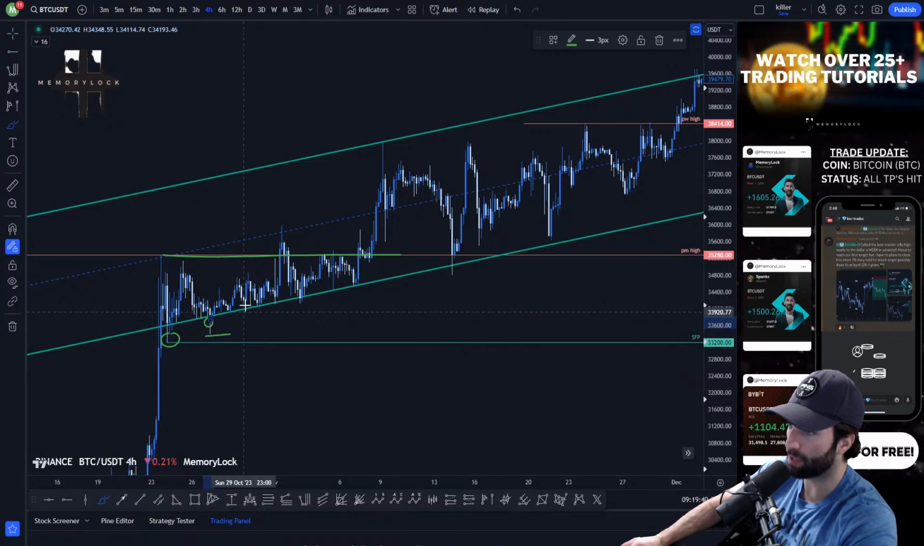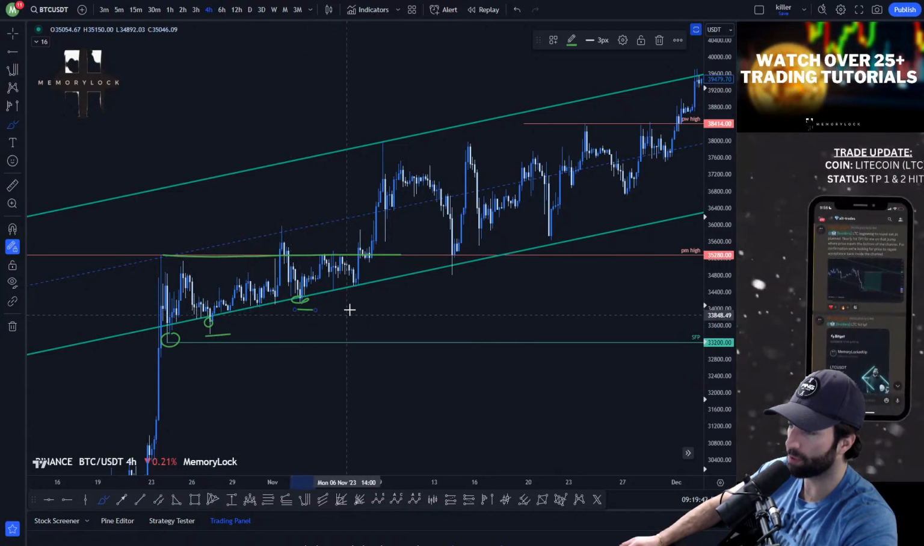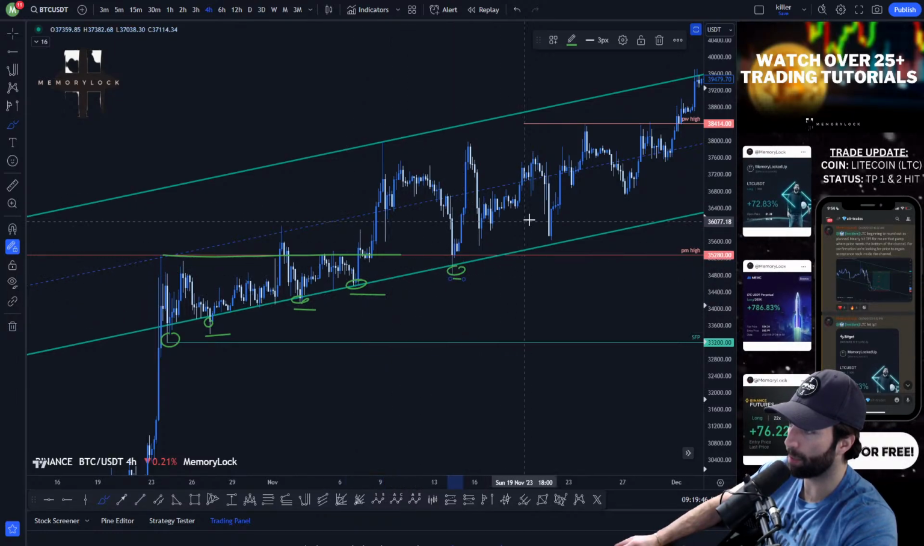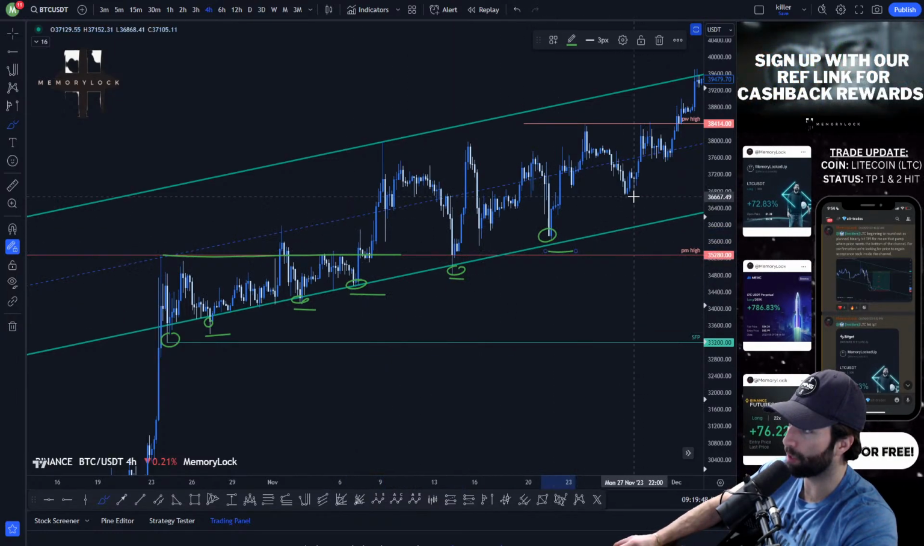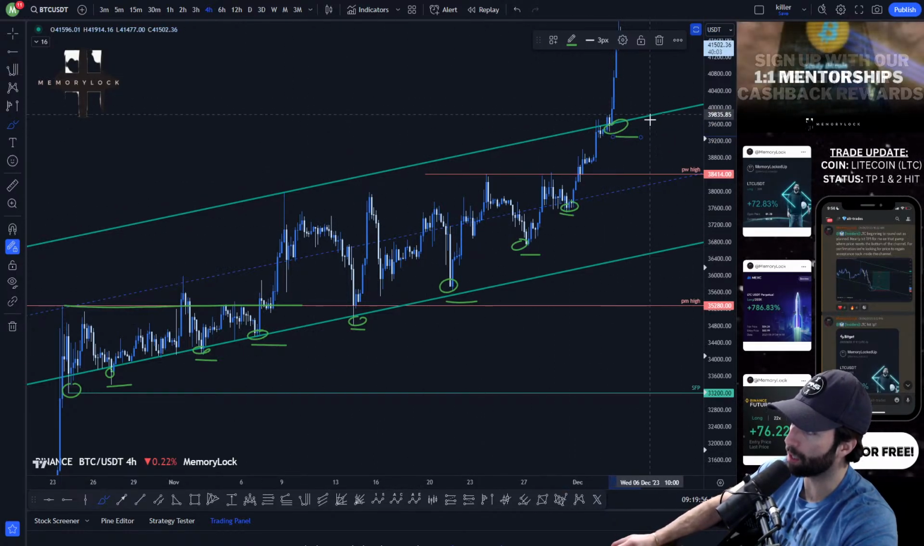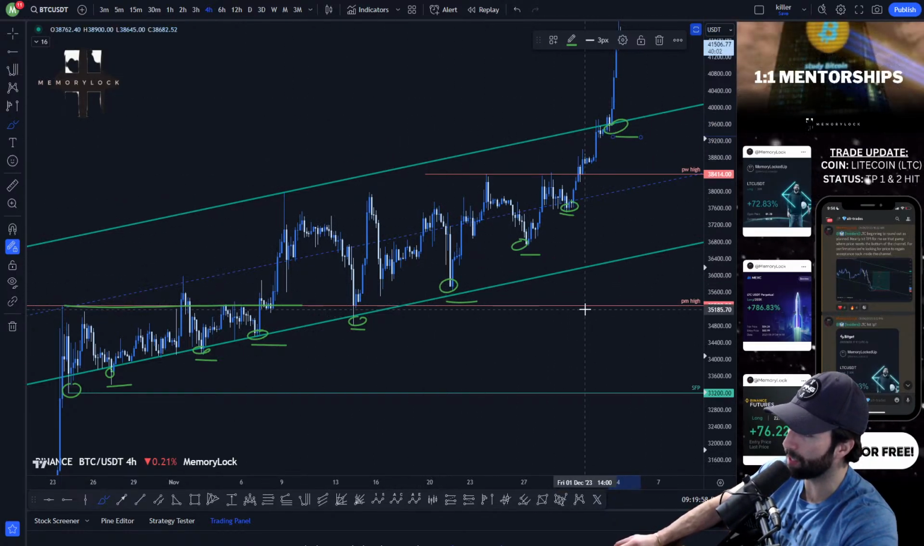Long here, move your stop loss here. Long here, move your stop loss here. Just keep longing and keep moving your stop loss up on dips.